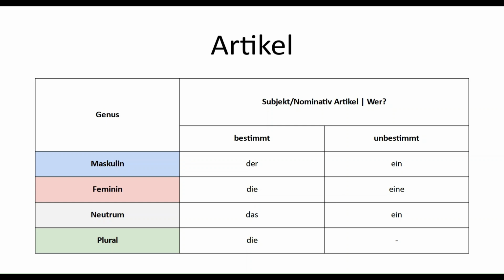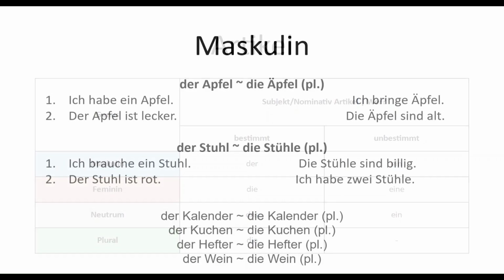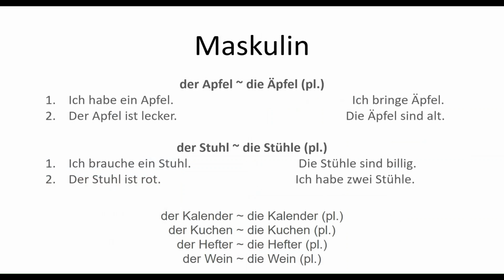So I'll take some examples. Let's start with masculine. Der Apfel, the apple. Die Äpfel, the apples. So again, this is the plural form of the apple. Regardless of the gender, the article for the plural form will always be die.